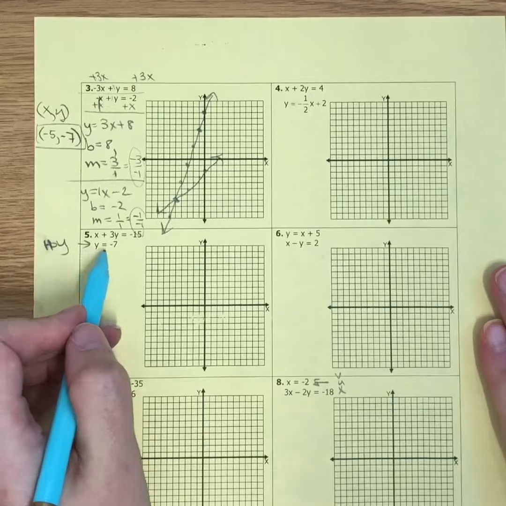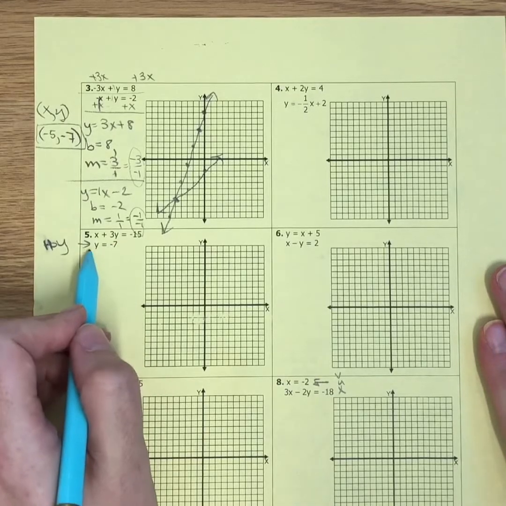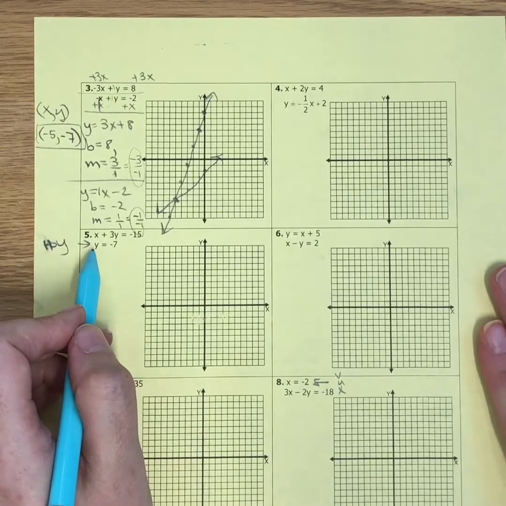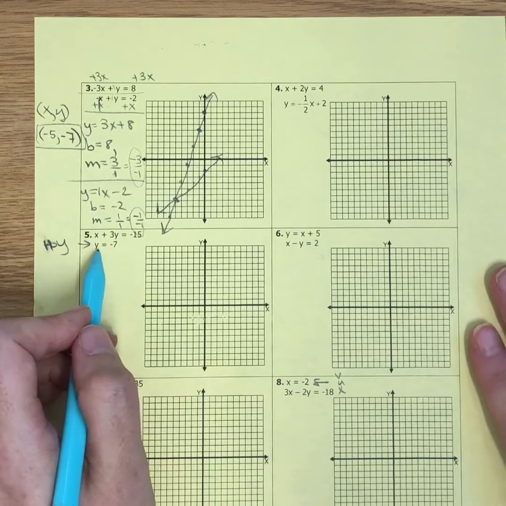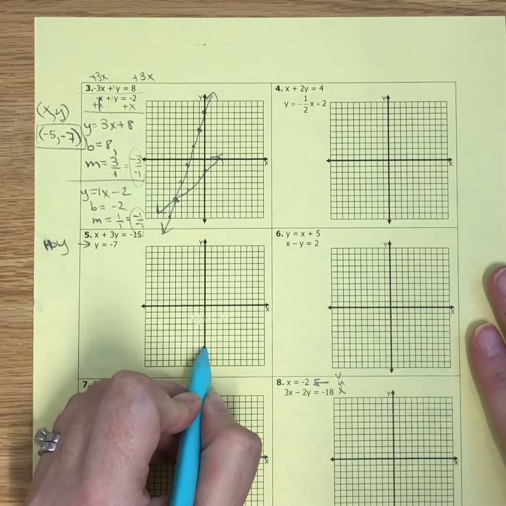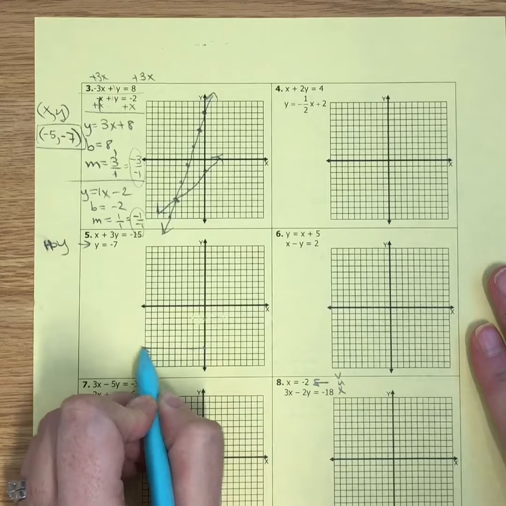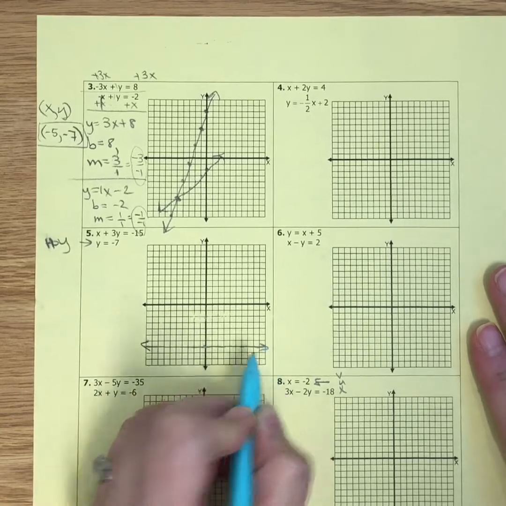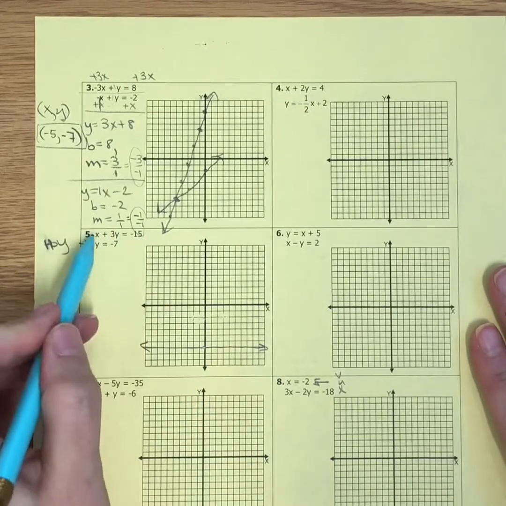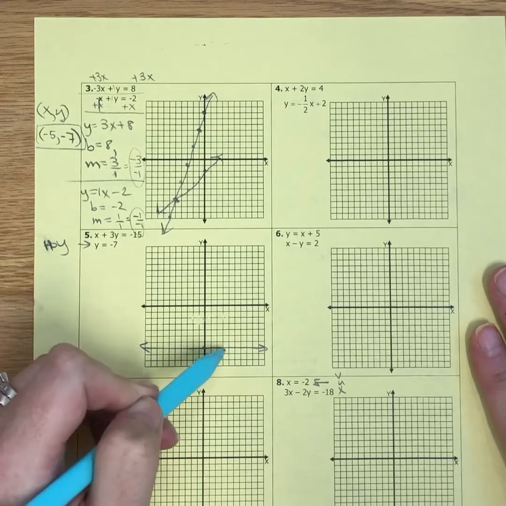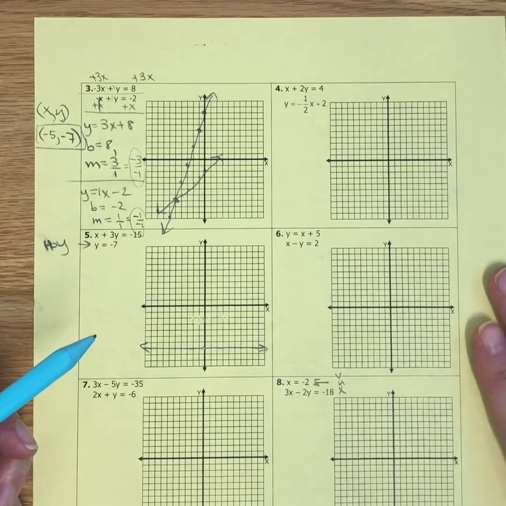Now, I'm actually going to draw the special case first because that's a piece of cake. We know it's a horizontal line that crosses at -7. So I'm just going to draw that horizontal line, and I know wherever this first line crosses this horizontal line is going to be my answer.